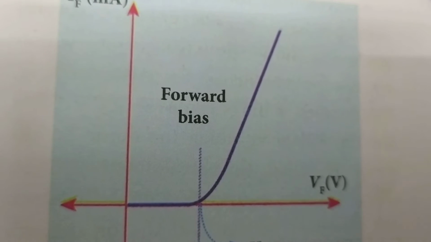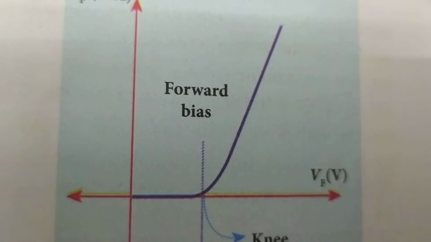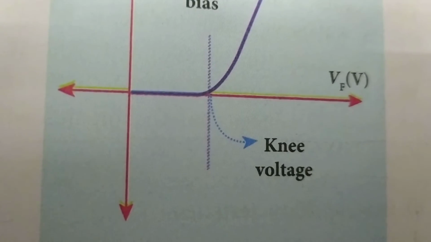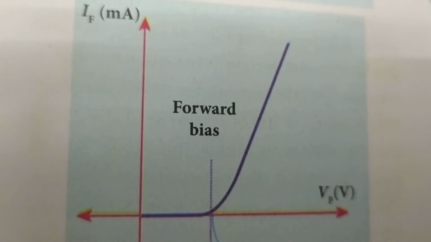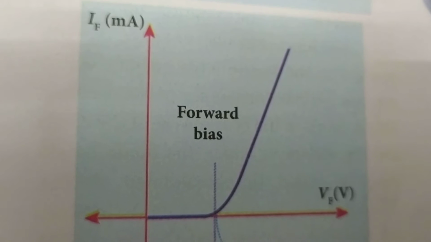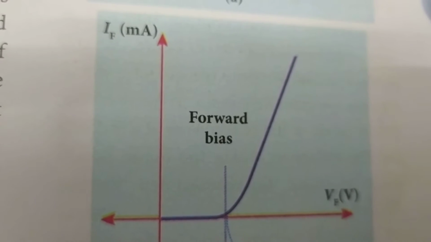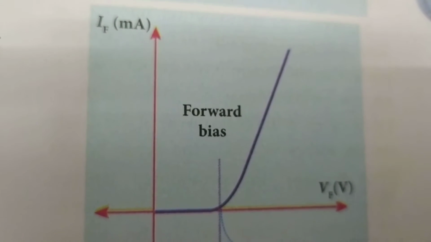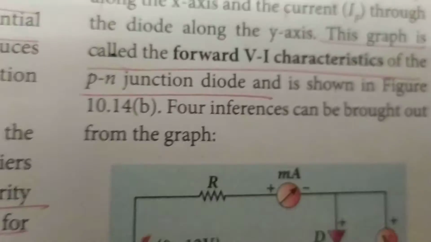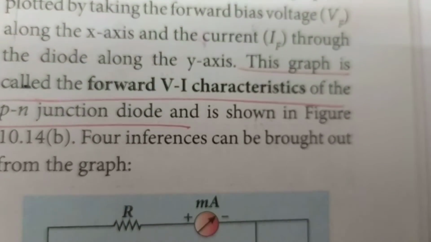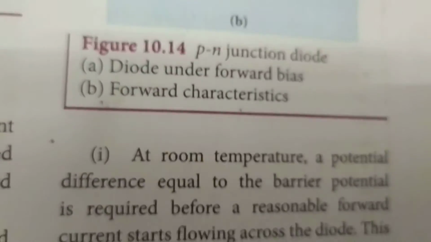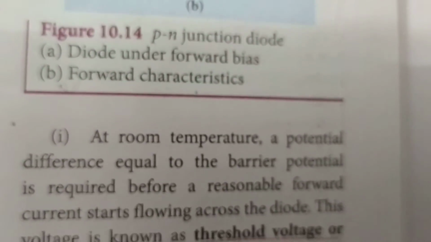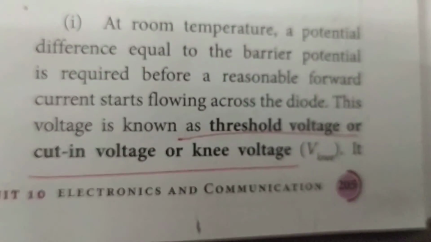The forward bias characteristic is shown in the diagram, and initially the values are 0. After a certain voltage called the knee voltage, there will be a sharp increase in the current. The barrier is now reduced, and so there is an increase in the current. This graph is called the VI characteristics of the PN junction diode, and you see the diode under forward bias, and this is the forward characteristics.